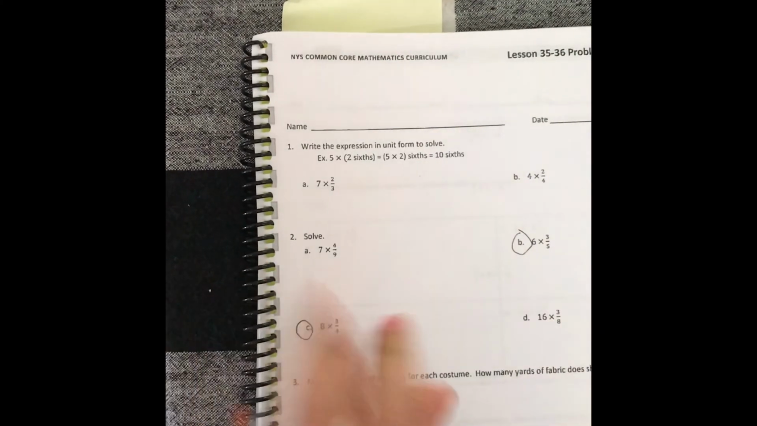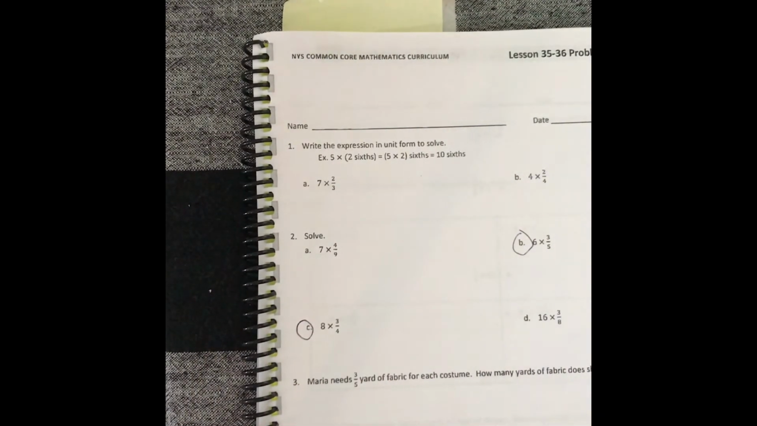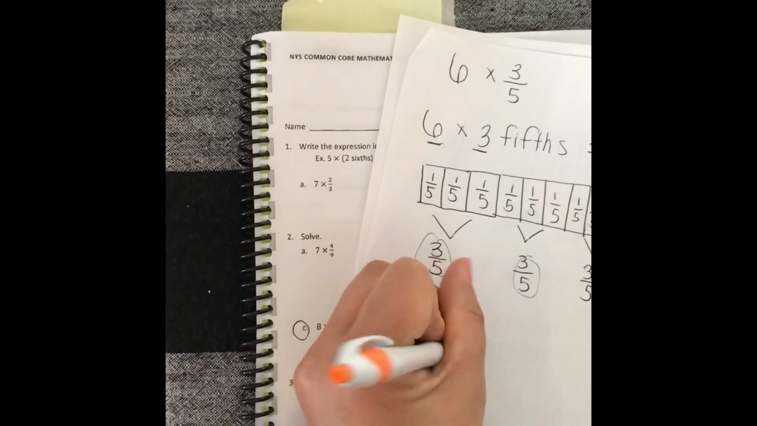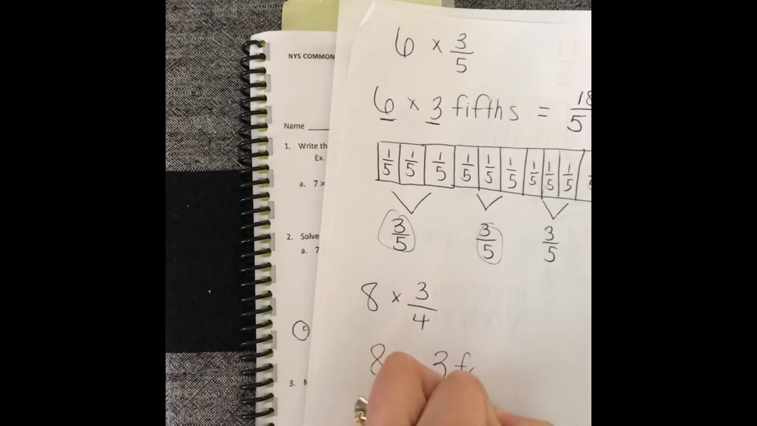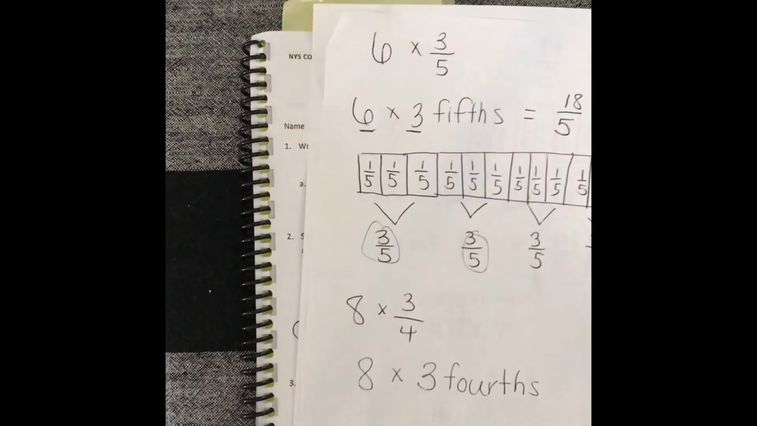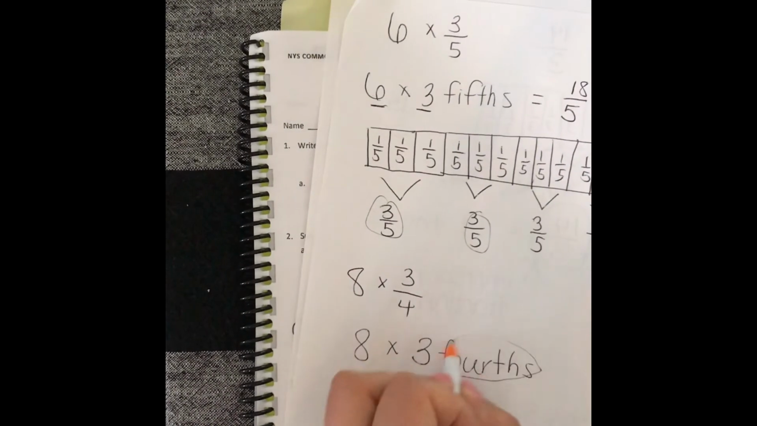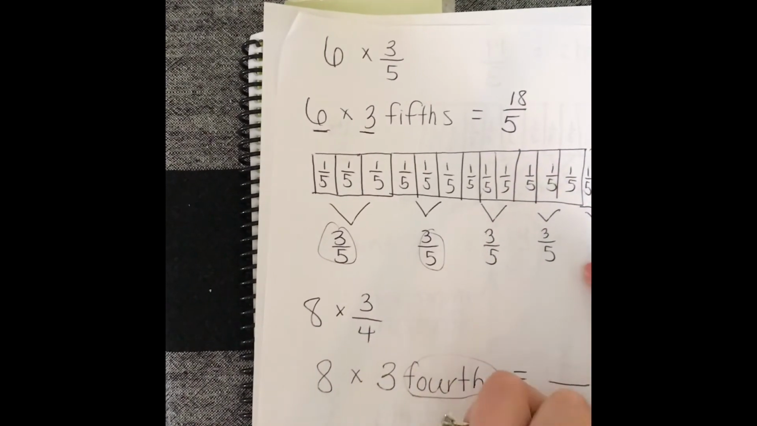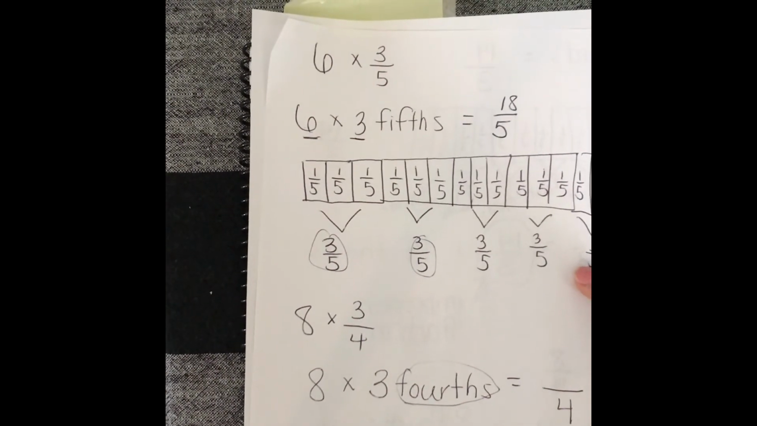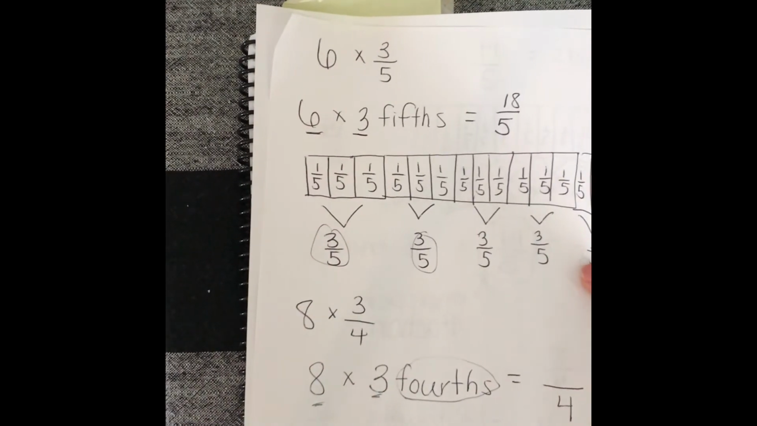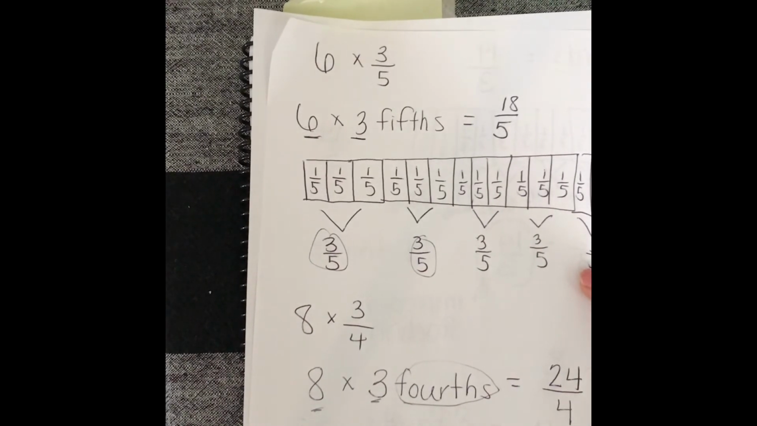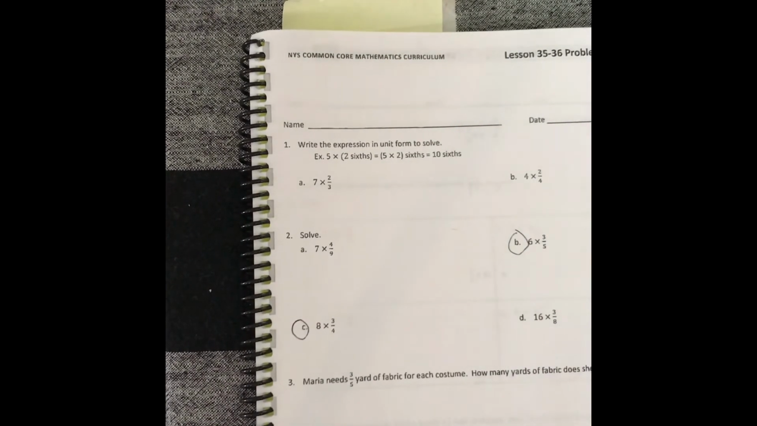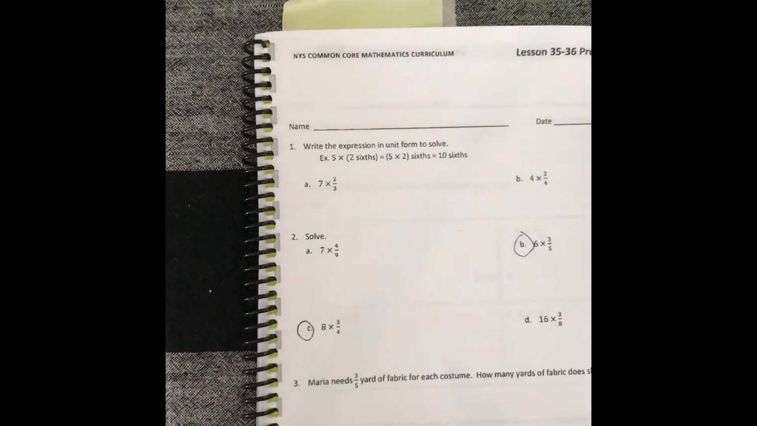So let's try that for our next strategy. Let's do 8 times 3 fourths. So very first step, what I need you to do is to just simply write 8 and 3 fourths in unit form. So you would write 8 times 3 fourths. Awesome. Our next step is I like to do my denominator, fourths. Write your denominator as fourths. And lastly, 8 times 3 is 24. Just like that.